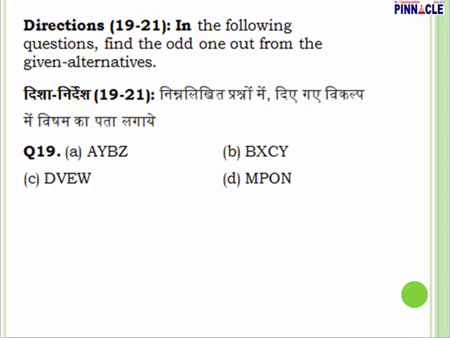We have to find out the one different from the other three. See here, after A B Y Z, B C X Y, D E V W, but this pattern is not followed in option B. This is different from the other three.